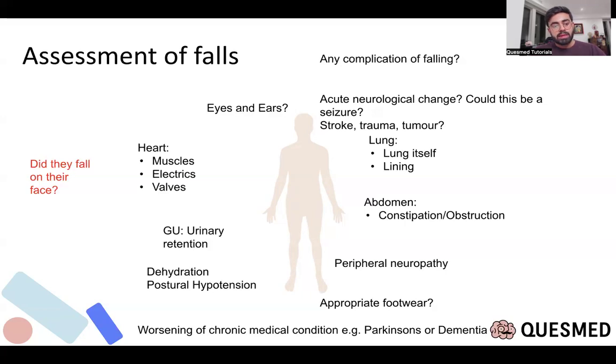And the reason that I've put on the side here, did they fall on their face, is because, again, if you've ever had a fall before, a lot of the time, say, for example, on a sports night, late evening, you'll often break your fall. And what I mean by that is you anticipate that the fall is coming. Now, if a patient falls on their face, that actually suggests that they had very little to no warning.